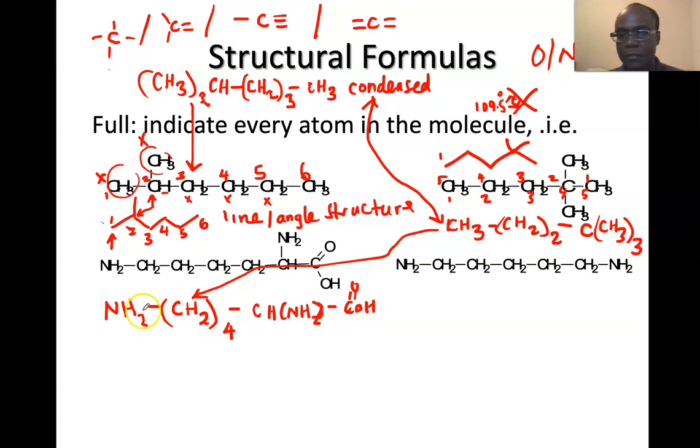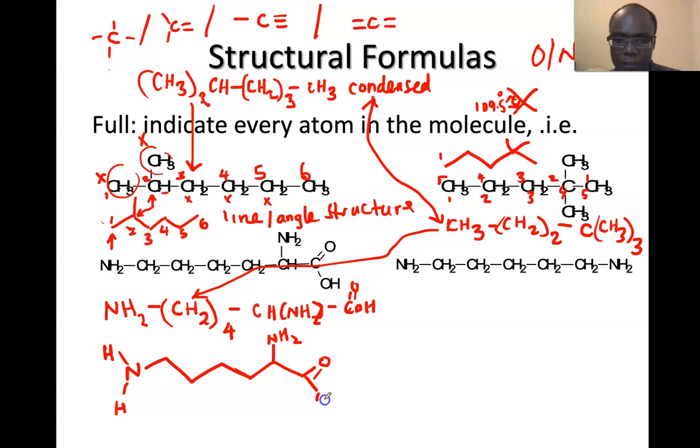Okay, but again, this is too busy, so if I wanted to draw it well, I'll have to show the hydrogens on the nitrogen, and then I have to repeat these angles 4 times. 1, 2, 3, 4, representing the CH2s. And then there's a CH, which is bonded to an NH2. And then there's a carboxylic acid. I have to show the hydrogen on the oxygen, because we only imply hydrogens bonded on carbons, but not on other elements.